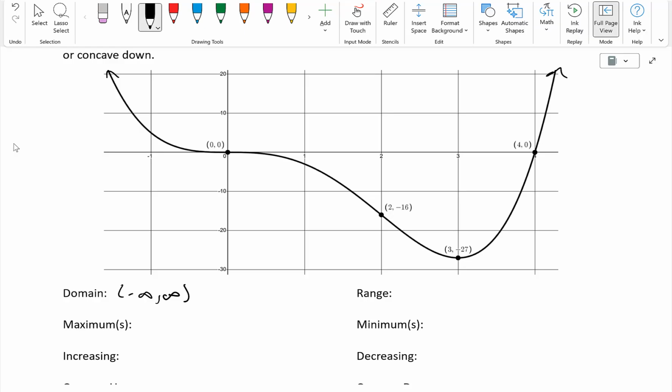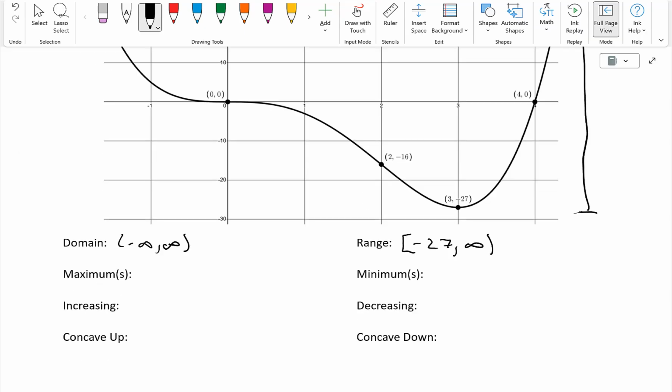For our range, we can see our bottom over here at -27, and then it goes up forever. So for our range, we include that -27 value, and then we're going off up to infinity. For our max and min, we can see that we don't have any hills, and the graph goes up forever, so we definitely have no absolute max.